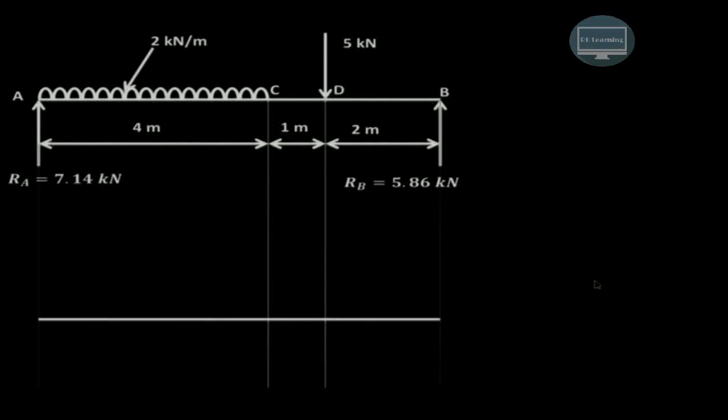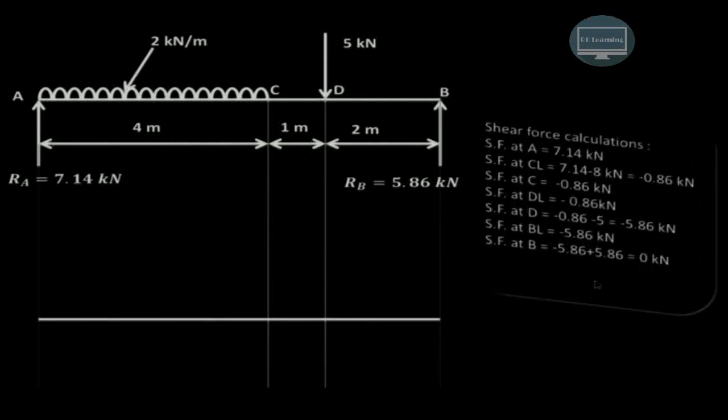Now you see how to draw the shear force diagram for this. As you can see over here, shear force at point A is nothing but the reaction, that is Ra, and as it is acting in the upward direction, as per the conventions, the forces which are acting in the upward directions are positive, and the forces which are acting in the downward direction are considered as negative forces. So shear force at point A, the reaction Ra is in upward direction, so it is positive, that is 7.14 kN.